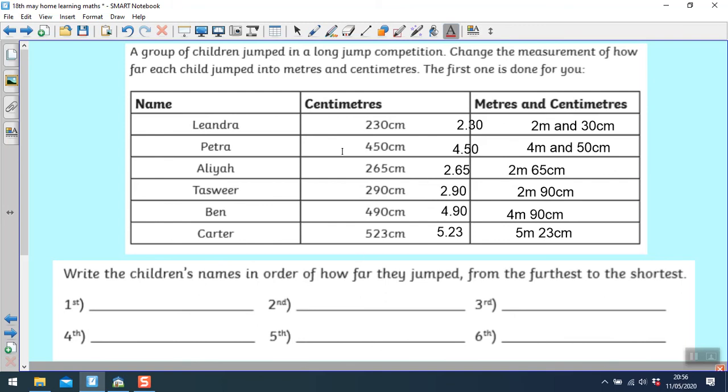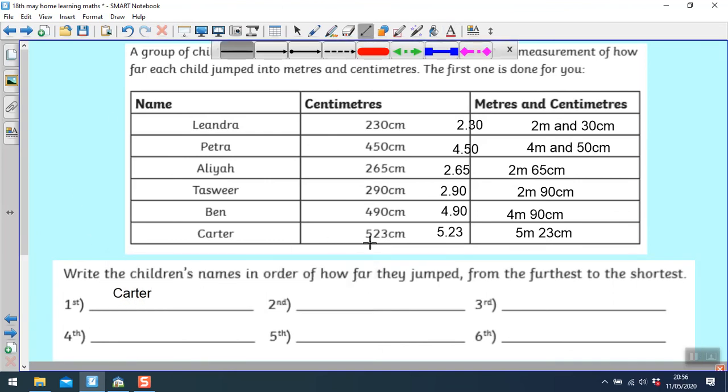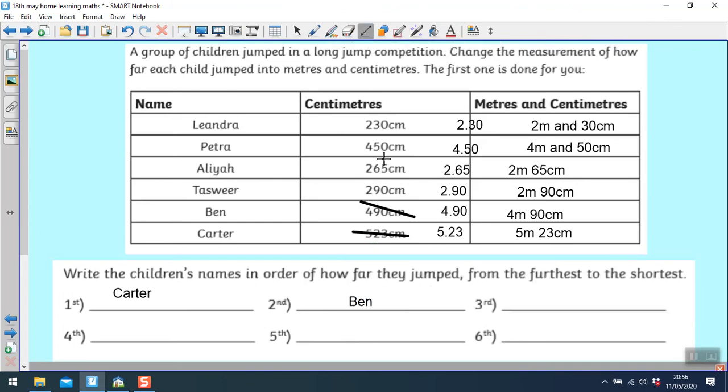So the biggest amount, we can look at either column. I'm going to look at centimetres this time. So my biggest number is 523, and that is Carter. So Carter jumped the furthest. My next number is 490, and that's Ben. My next number is 450, and that is Petra. The next number is 290, and that is Tazwia.